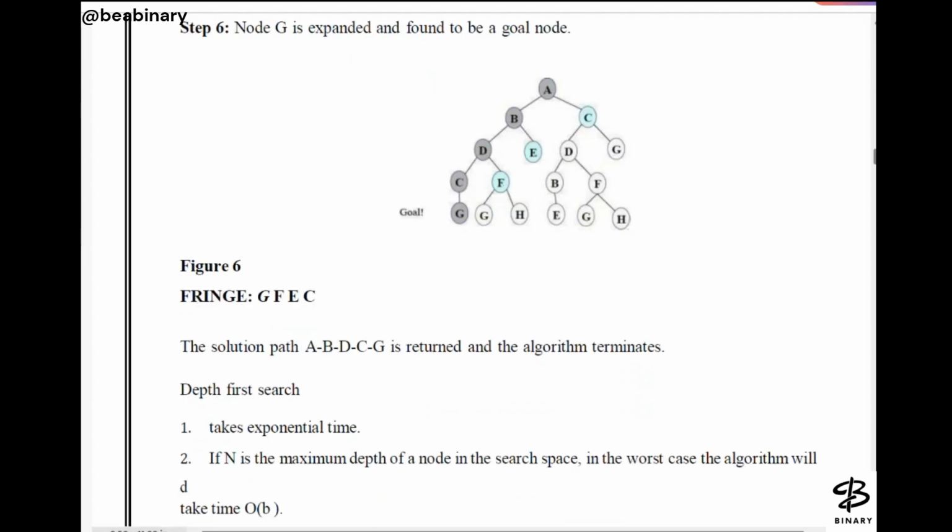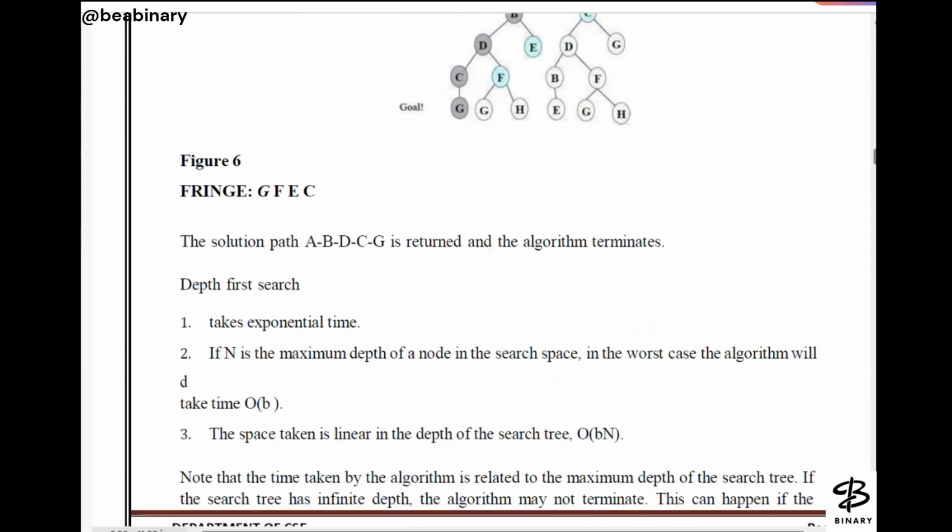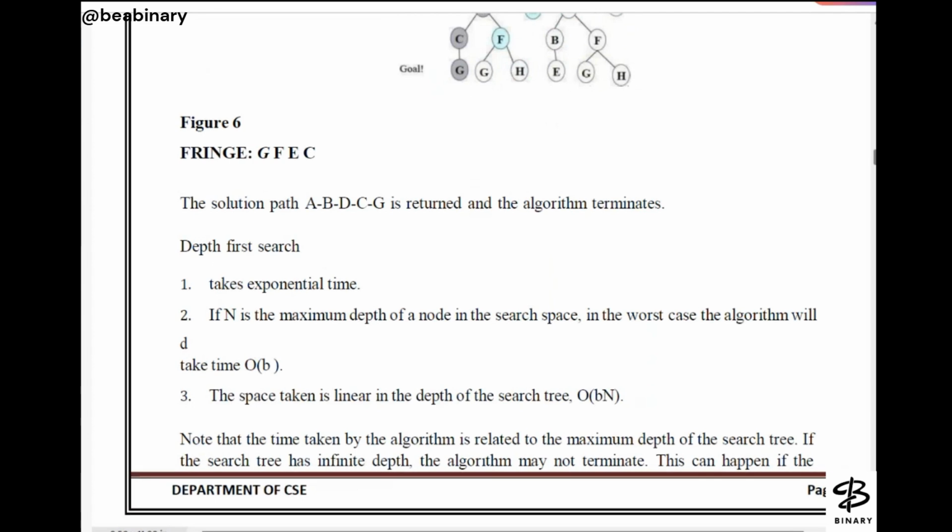So what about the depth first search? It takes exponential time. How does it take exponential time? Because firstly, the first child will be expanded completely. If n is the maximum depth of the node in the search space, in the worst case the algorithm will take exponential time, and the space taken is linear in the depth of the search tree. So the time taken by the algorithm is related to the maximum depth of the search tree. जितनी maximum depth होगी search tree की उतना ही time लगेगा.